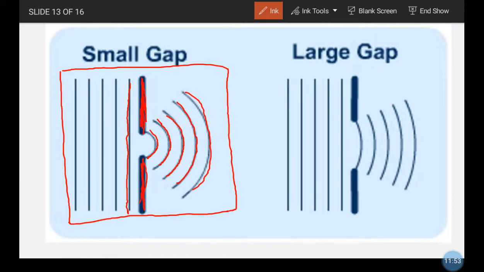They bend around the corners of the obstacle. This phenomenon is known as diffraction of waves. So when a long wave passes between the small gap of the obstacles, then bending occurs around the corners of the obstacles. This phenomenon is known as diffraction of waves.